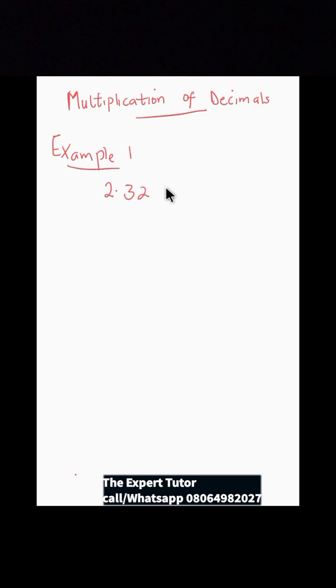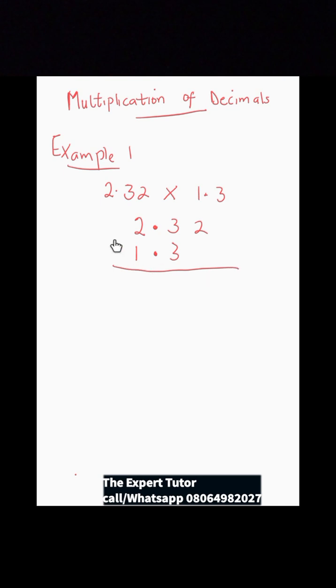2.32 multiplied by 1.3. So I'm going to write this as I'm going to put a point here, put another point here. So this is going to be 2, 3, 2. Now this 1.3 is going to be 1, and then there's going to be 3.